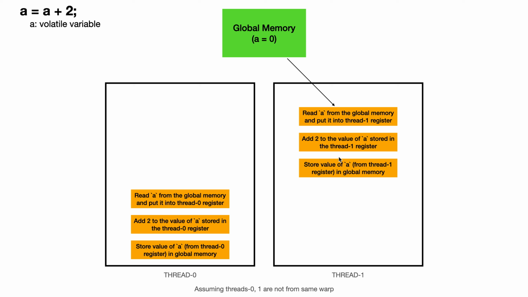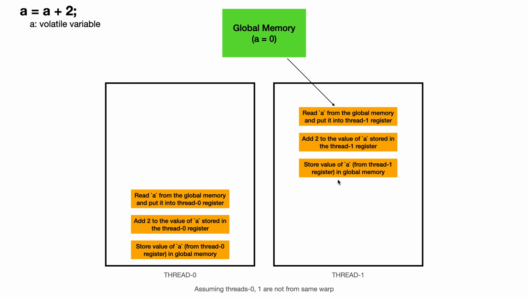Now, let's say this is the order of execution of instructions. Note that we are breaking a equals to a plus 2 into multiple small assembly level instructions, because that's what happens at the assembly level. So now let's say thread 1 executes these three instructions first, and then thread 0 takes the command to execute these three instructions. Note that we are assuming thread 0 and thread 1 are not from the same warp, which is definitely a very essential condition to execute these two instructions in an arbitrary parallel fashion.